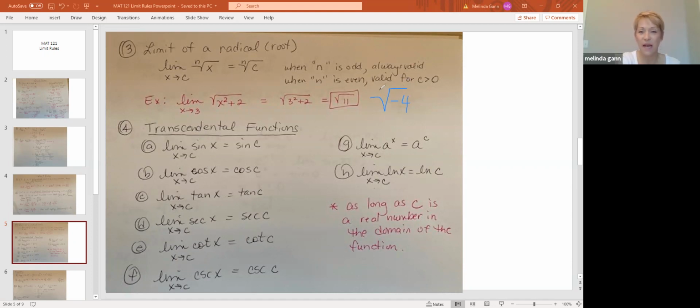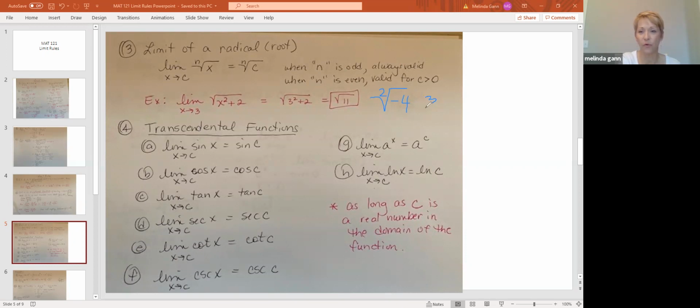So when this index number is an even number, you've got to be careful because when you plug in, if there's a negative answer under the root, you can't do that. Now, look what it says. When n is odd, you can always do it. Now think about why.